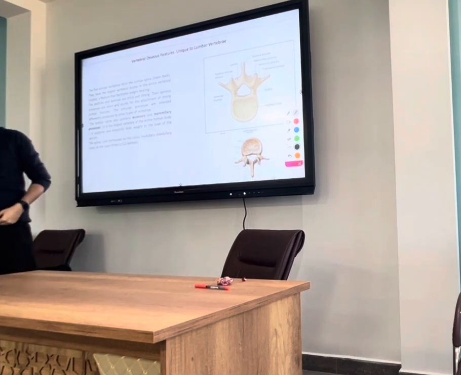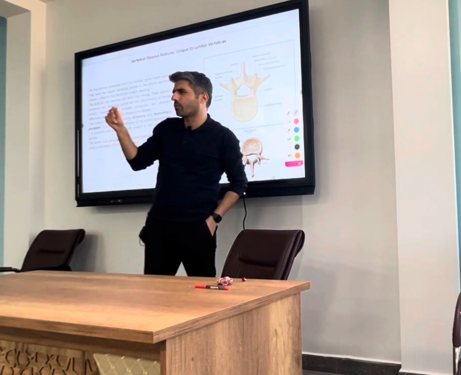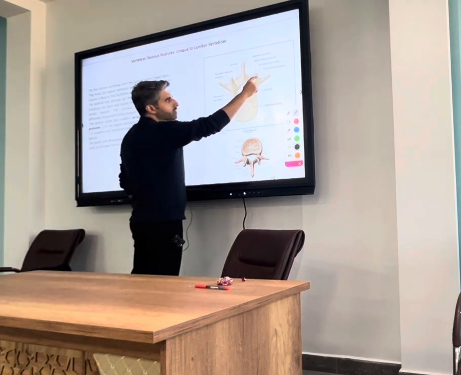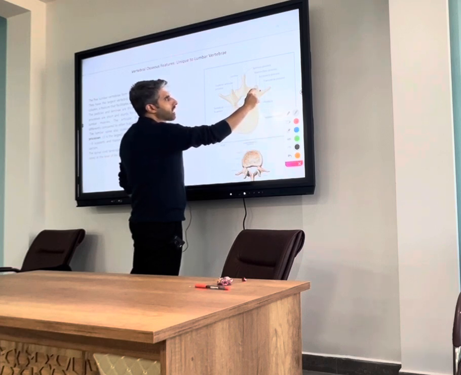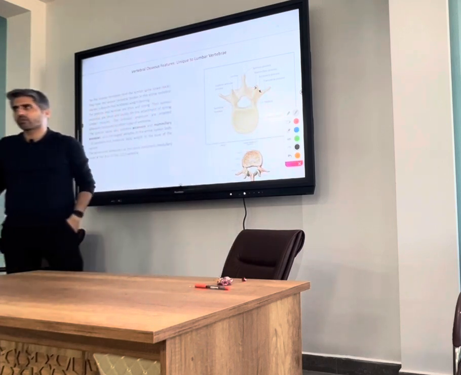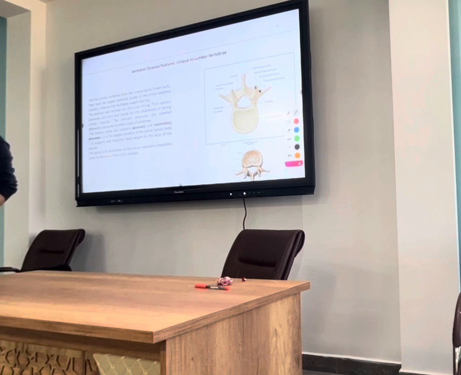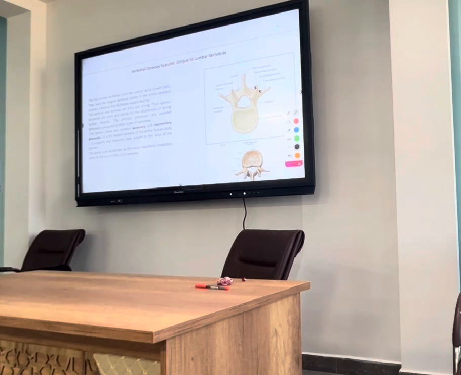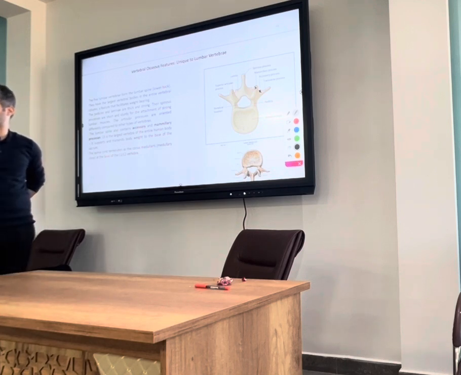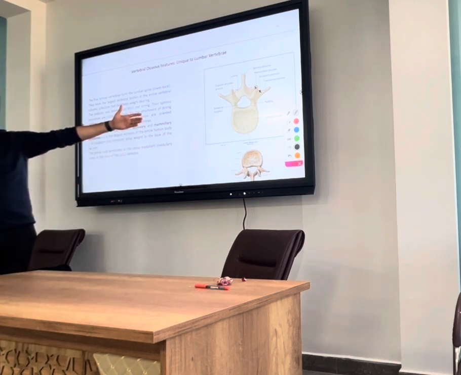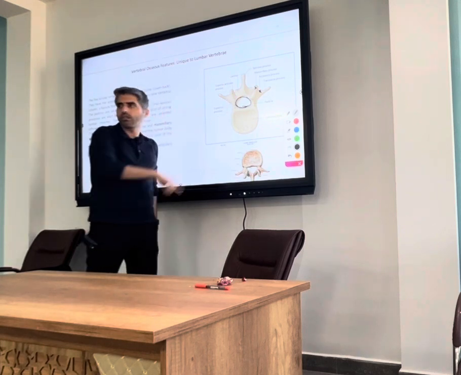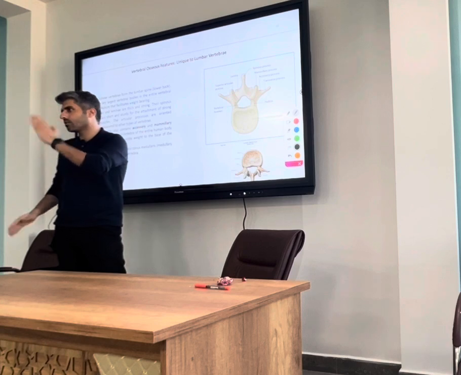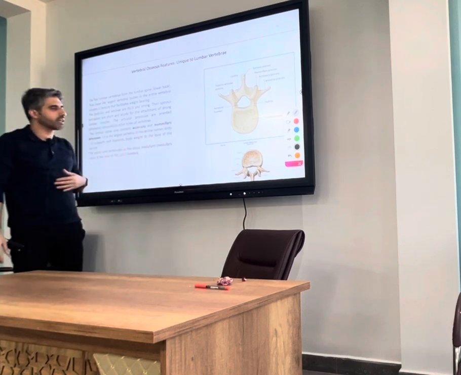And sometimes they have two other small processes: the mammillary process and the accessory process. They are here, behind the transverse process and behind the superior articular process. These are just for lumbar vertebrae. So these 5 lumbar vertebrae have a big body and a small vertebral foramen. The processes are very short but flat, and you can see the mammillary process and accessory process.